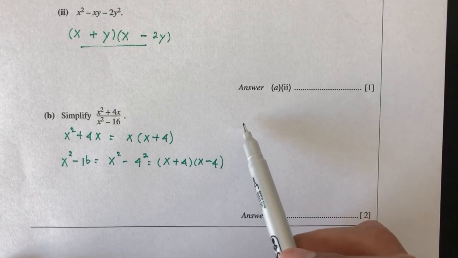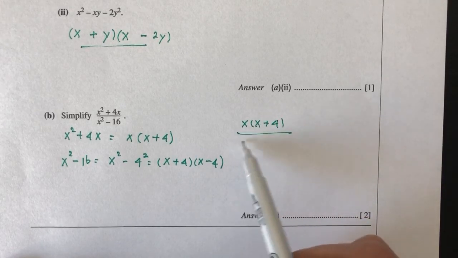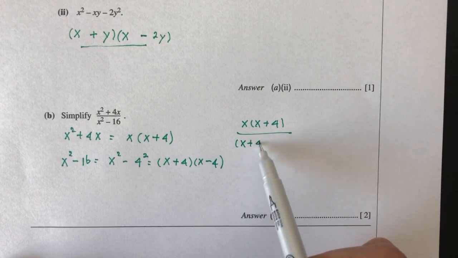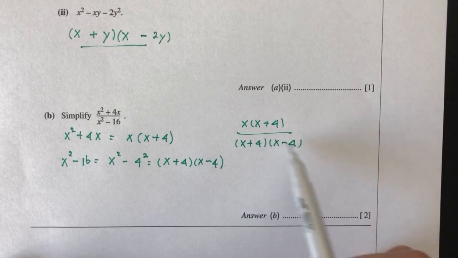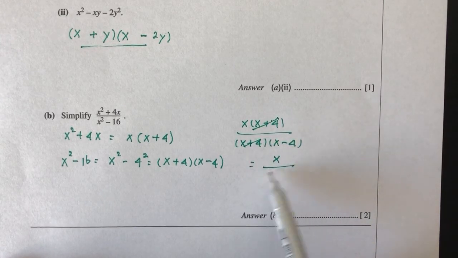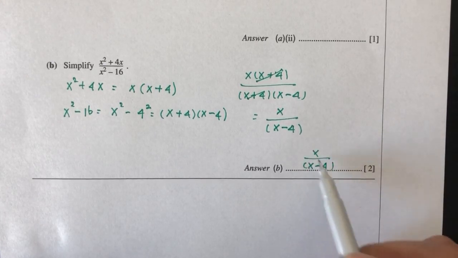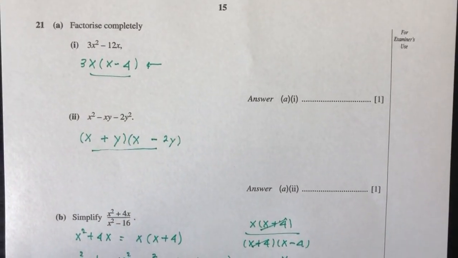Now we replace this back in the fraction. We have the top is this one and the bottom is this one. As you can see, this and this are the same, so we cut, and remaining will be x over x minus 4. That will be your answer, x over x minus 4 for part B. That is question number 21.